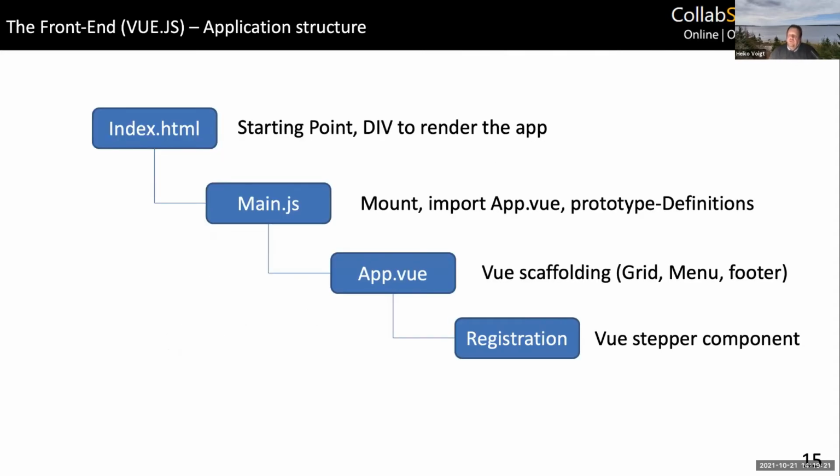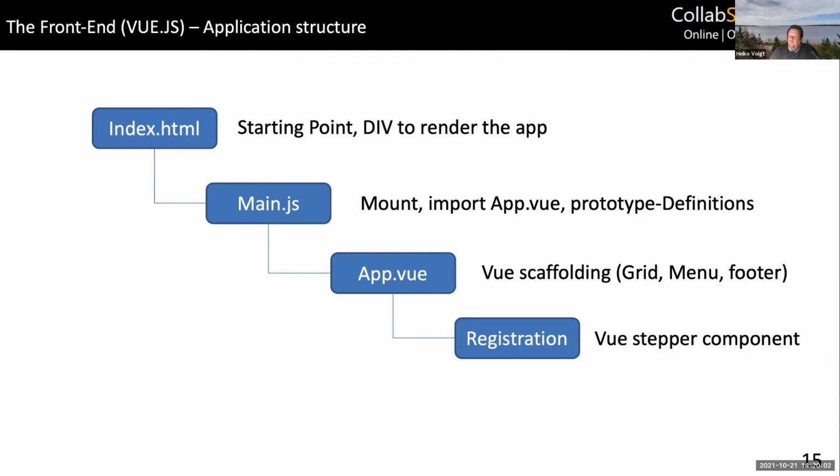How is this VUE.JS application structured? And this is just to give you a little bit of an overview. In the project itself, we have an index.html, which is the starting point. In a nutshell, it defines a div where we render the app into. The app itself consists of a main JavaScript component that actually does the mounting of the rendering into the HTML part up there, and also imports the rendered component, which is the app.vue file, and also does some prototype definitions, and those are pretty interesting, and I will show you that in a minute in the code itself.